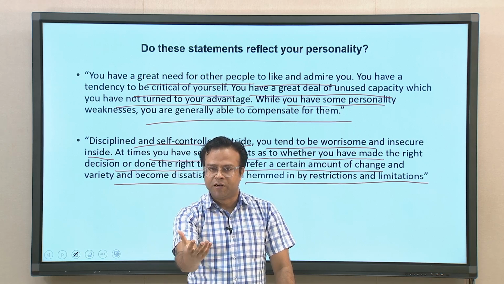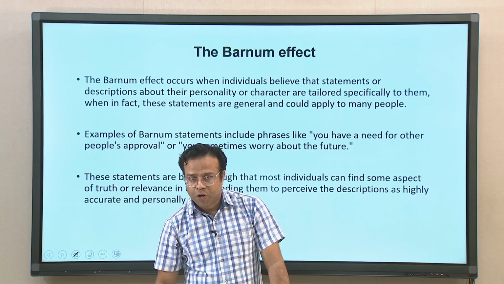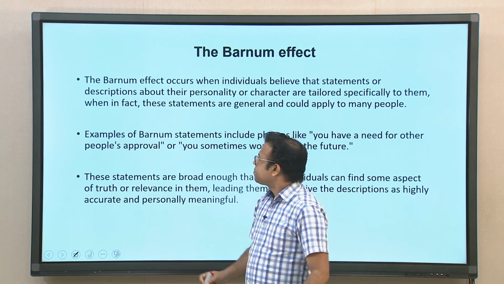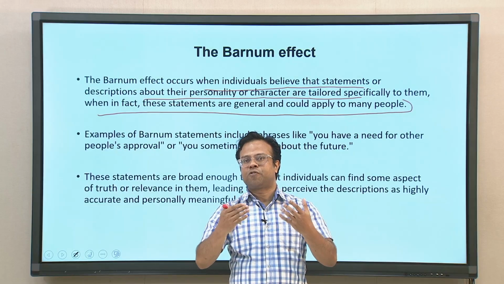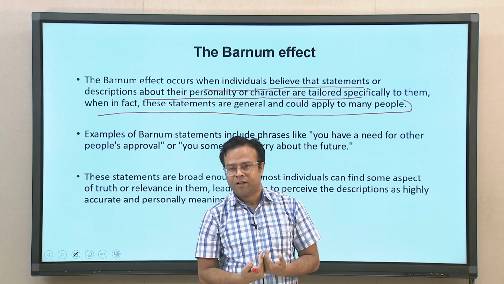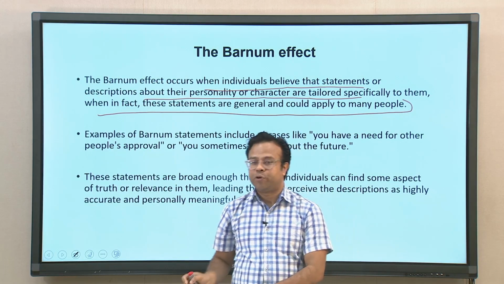So, this phenomenon is technically called the Barnum effect, which basically means that it occurs when an individual believes that the statements or descriptions about their personality or character are tailored specifically for them, when in fact these statements are general and could apply to many people. So, when you are given such statements as a description of your personality, you may think this is a specific description of myself, but in fact these statements are very general and they are applicable to many human beings. Okay?